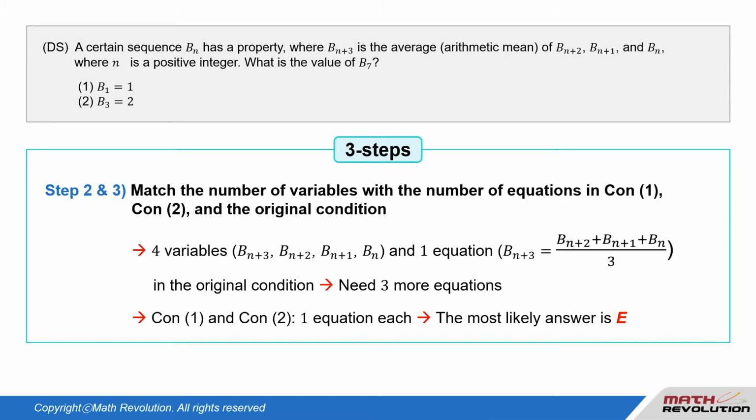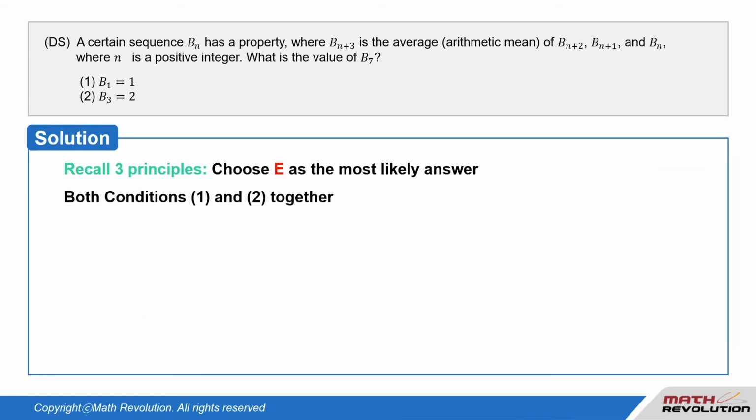From the original condition, we have 4 variables: B of n plus 3, B of n plus 2, B of n plus 1, B of n, and one equation. B of n plus 3 equals B of n plus 2 plus B of n plus 1 plus B of n, whole over 3. To match the number of variables with the number of equations, we need 3 more equations. Since conditions 1 and 2 will provide just one equation each, it's about 80% likely that E would be the answer. Recall 3 principles and choose E as the most likely answer.